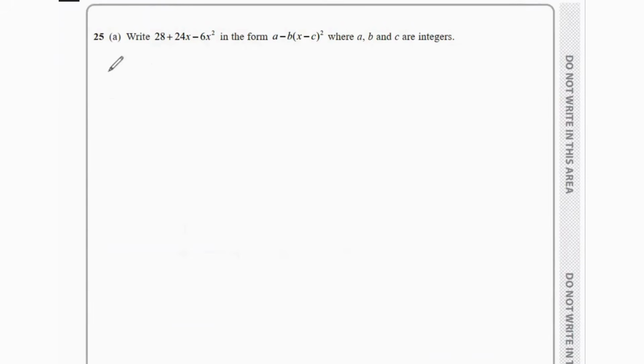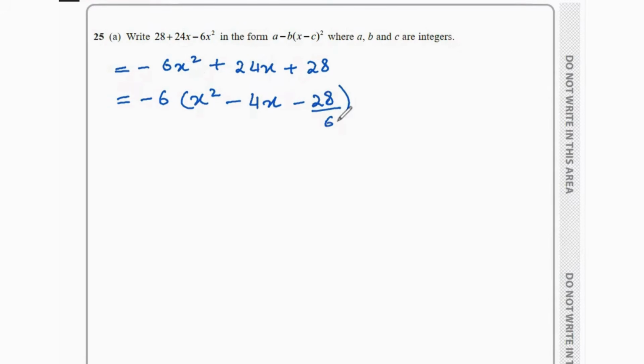First, let's rearrange this in descending order, starting from the highest power of x. It's going to be negative 6x squared plus 24x plus 28. When you're turning an equation to completing square form, the first step is to rearrange it like this. The next step is to make sure that the coefficient of x squared is 1. So I'm going to take negative 6 common from the entire equation, not just x squared, the entire equation. It's going to be negative 6 bracket x squared minus 4x minus 28 over 6.